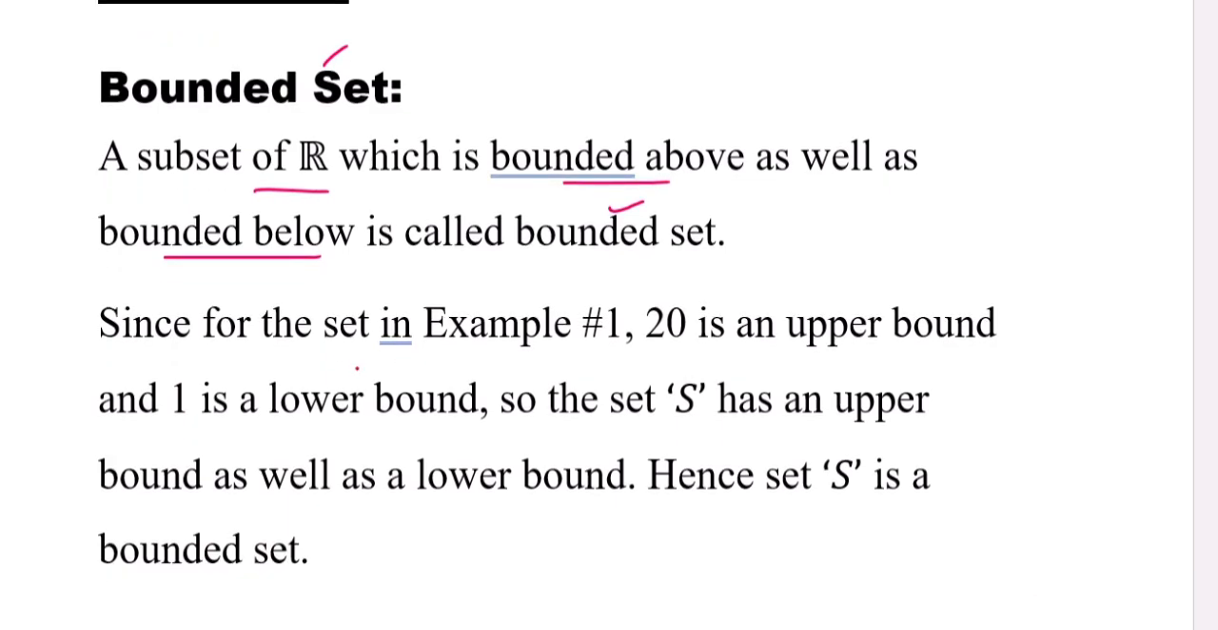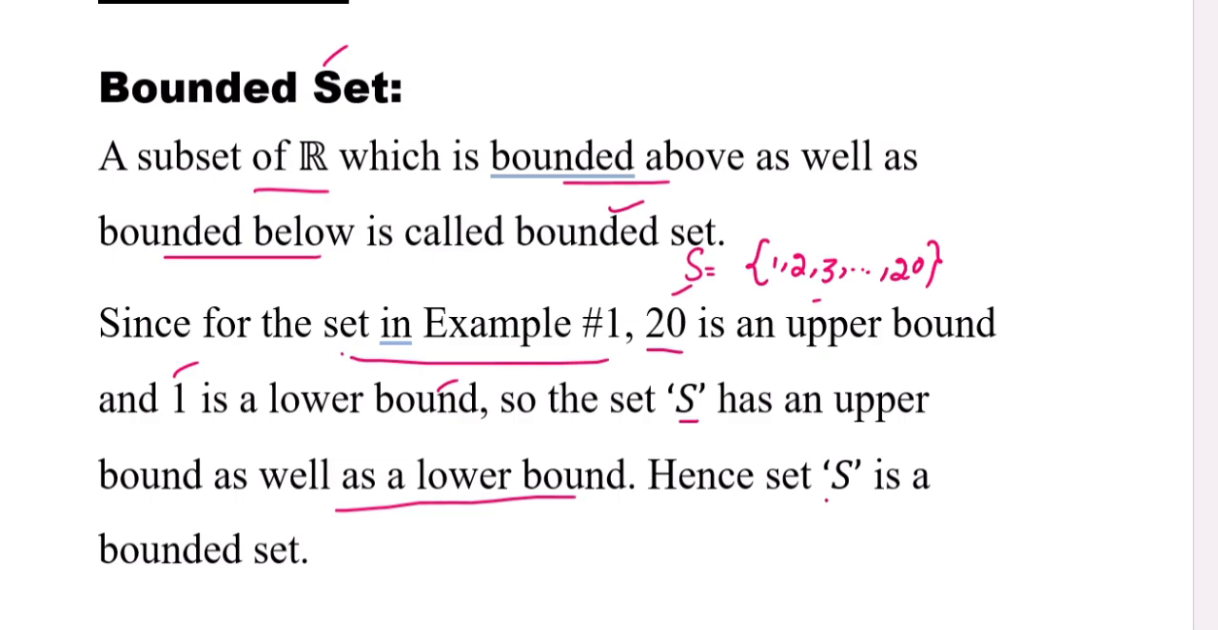Since for the set in example number 1, 20 is an upper bound. In example number 1, our set S consists of the first 20 natural numbers. So in this set, you can see that 20 is an upper bound and 1 is a lower bound. So the set S has an upper bound as well as a lower bound. Hence, the set S is a bounded set.